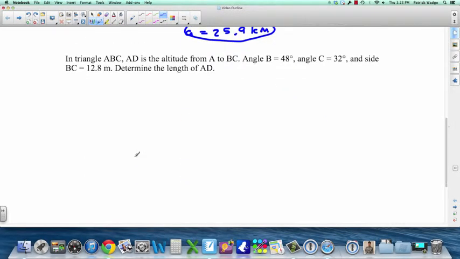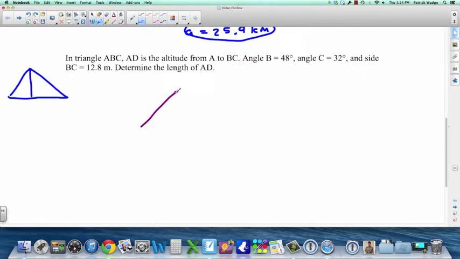All right, next one. In triangle ABC, AD is the altitude from A to BC. Angle B, blah, blah, blah, blah. Okay, so what an altitude is, when you draw a triangle and you drop a line from the highest point straight down. So it's kind of like the height. So let me draw this a little larger over here.